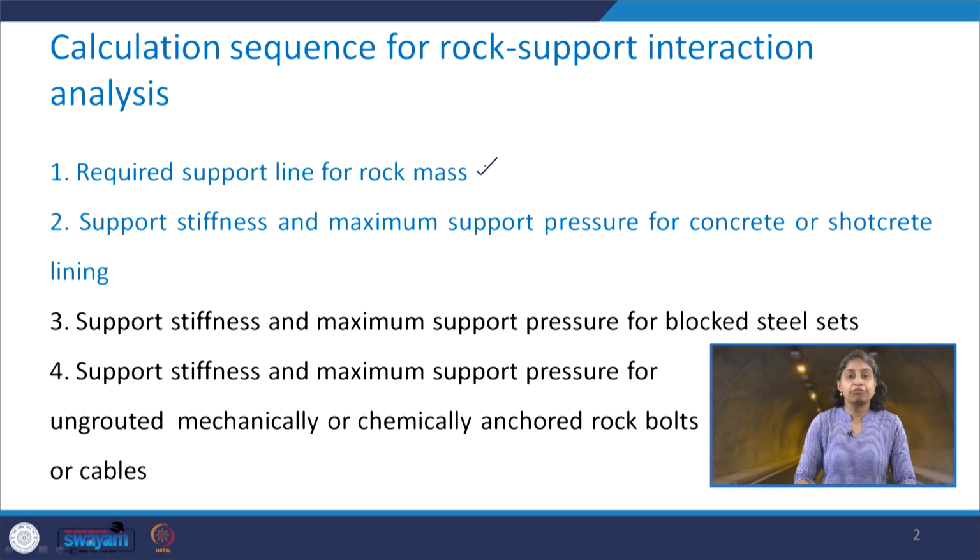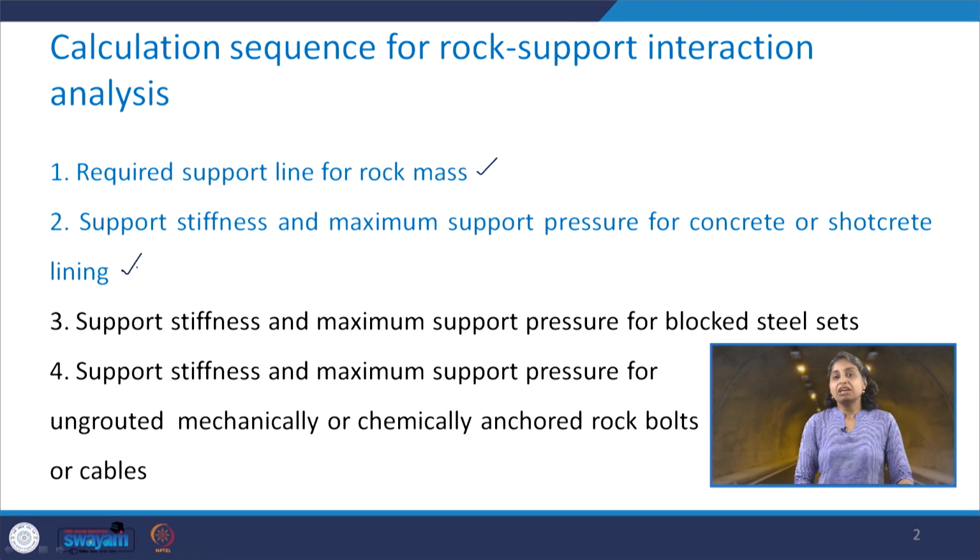Everyone. In the previous class, we discussed the calculation sequence for a rock mass tunnel support interaction analysis using the method proposed by Ladani. So, we will continue that discussion today as well. We saw that there are 6 different steps involved, out of which 2 we already discussed, that is the required support line for the rock mass and also the support stiffness and maximum support pressure for concrete or shotcrete lining.